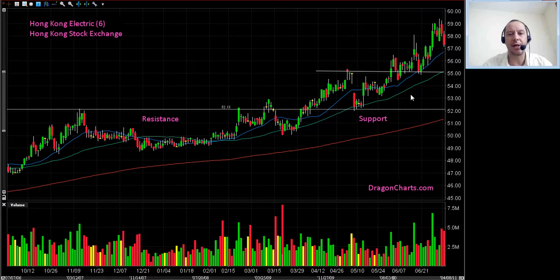Now this stock is actually just starting to enter into this new uptrend. Notice that after it broke out above the horizontal resistance level that we talked about, that's when it entered into the new uptrend. And now we look at these moving averages. We've got the 20-day moving average and the 50-day moving average and the 200-day moving average.